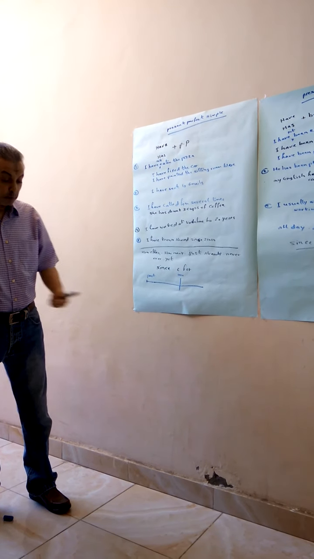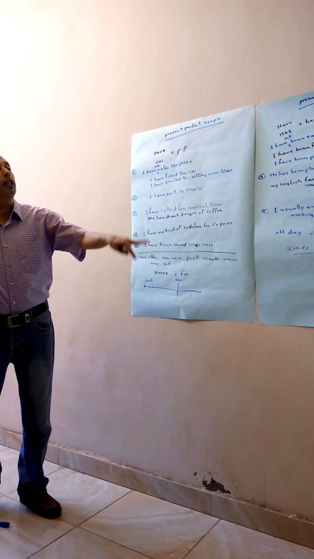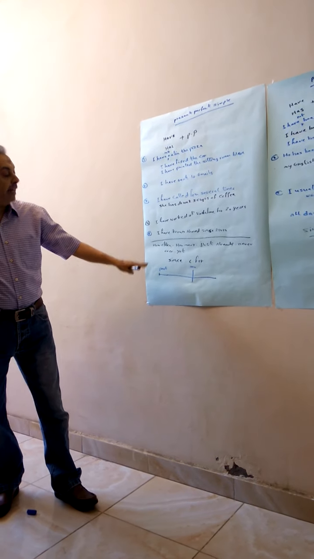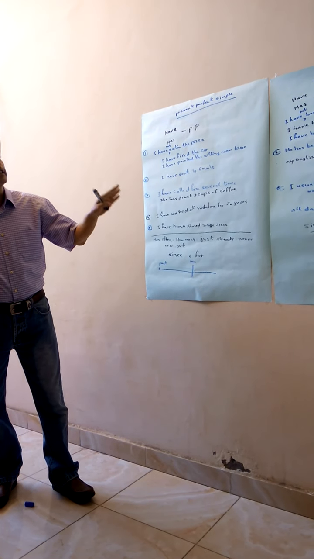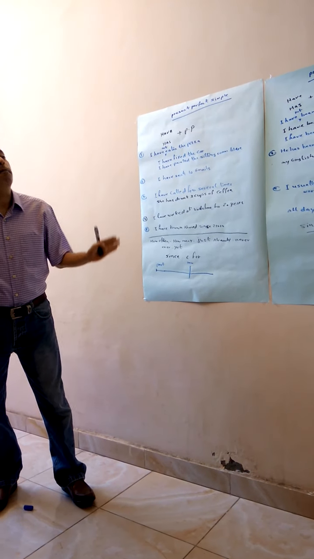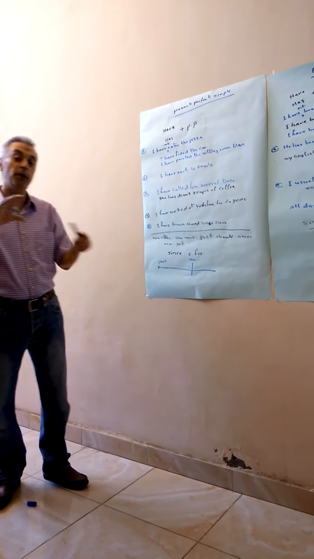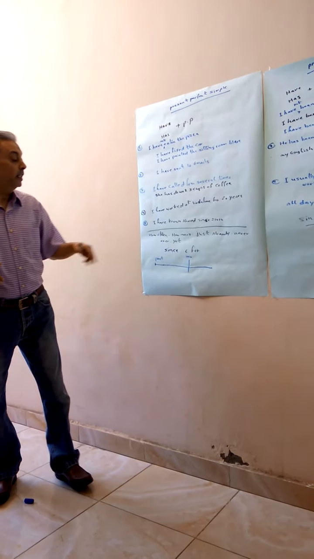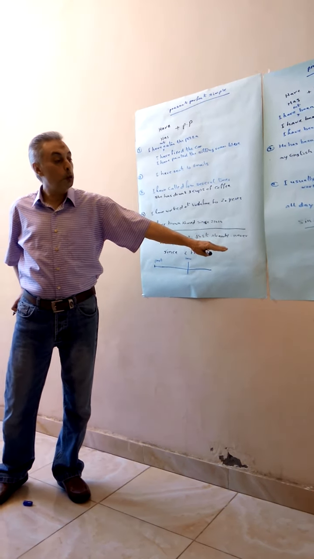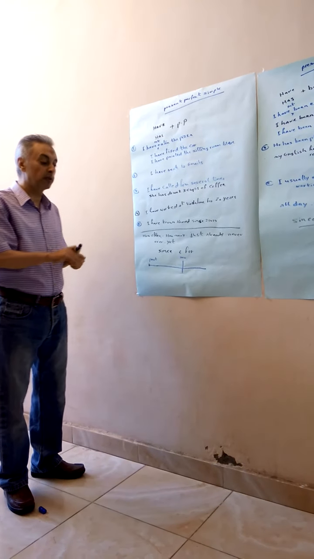I can say, I have played tennis since 10 o'clock. Or, I have lived in Cairo since 2010. For, I have been living in Cairo for 10 years. It's an amount of time or period of time. I have been playing tennis for 2 hours. It's also a period of time or amount of time.